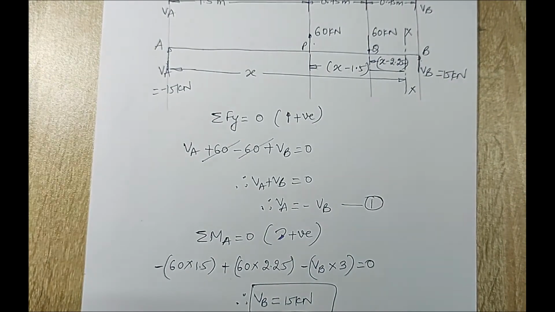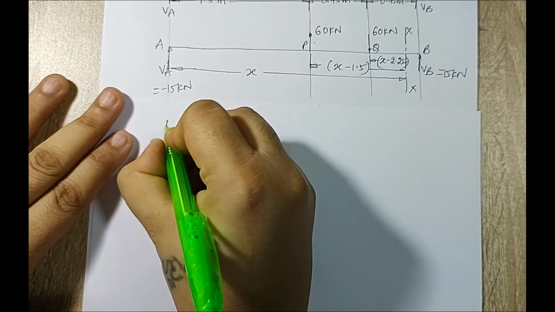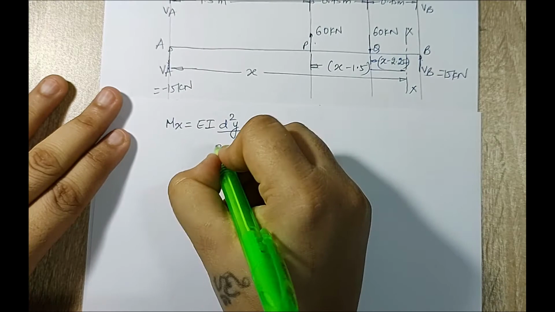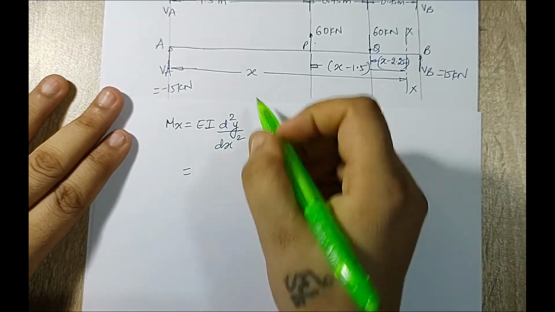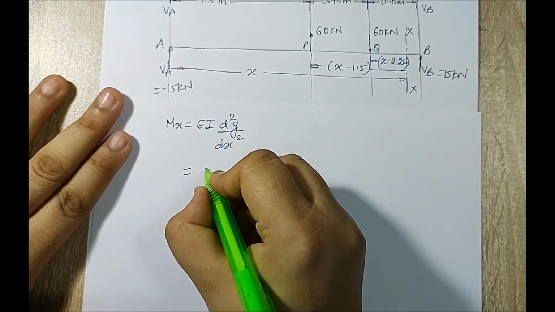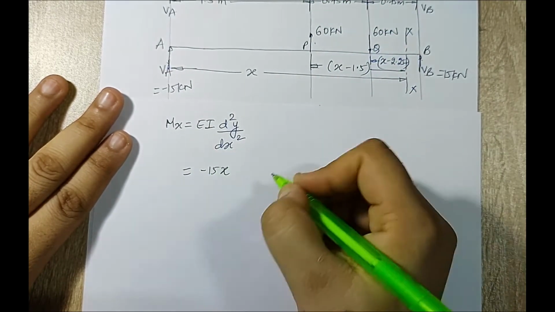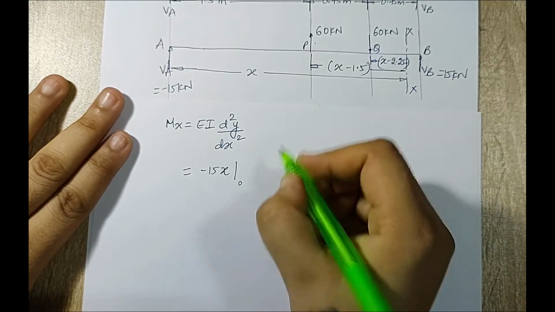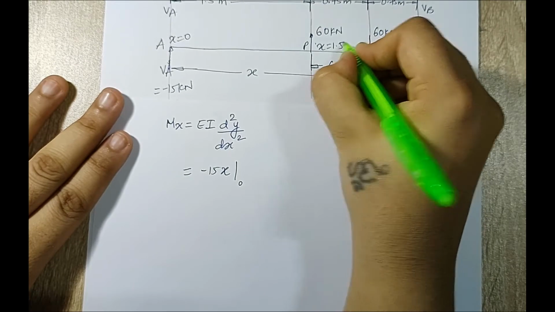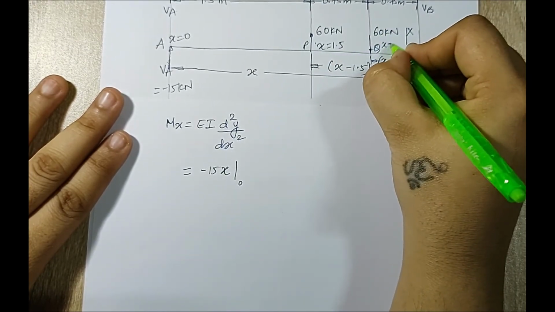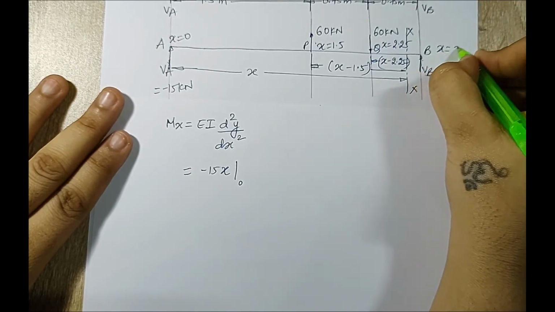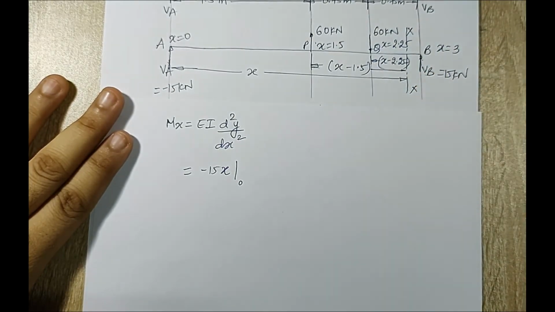Next I am going to write the moment curvature equation. I have Mx is equal to EI d square y by dx square. Now since the section is over here, I'll have VA turning clockwise. So the value is 15 into x from 0. Okay, I'll write down here x is 0, x is 1.5. Here at Q x will be 2.25 and at B the value of x will be 3. So these are the values.